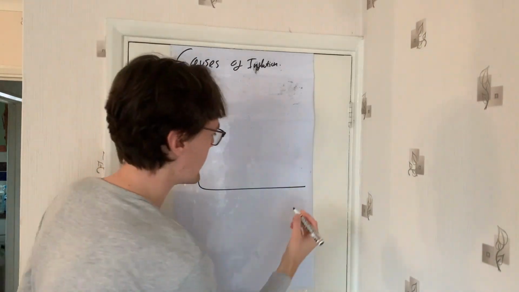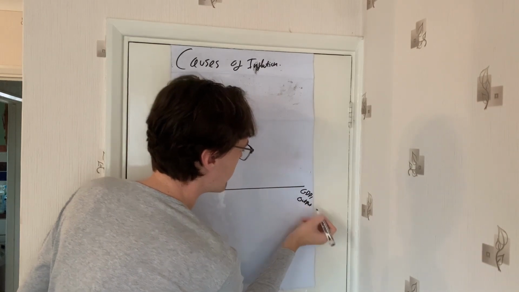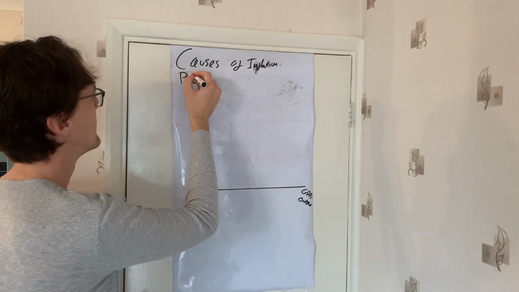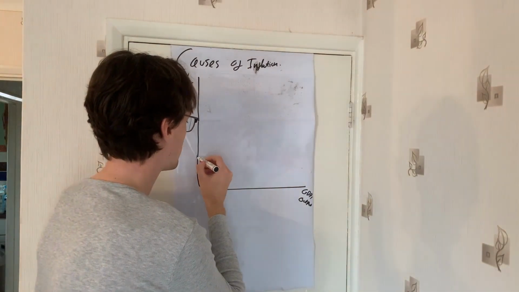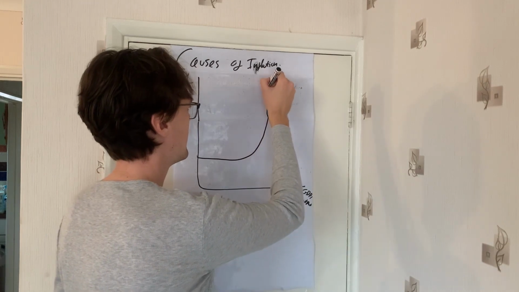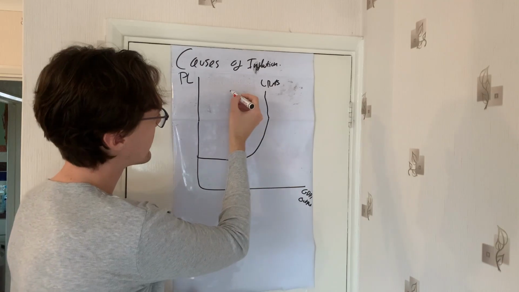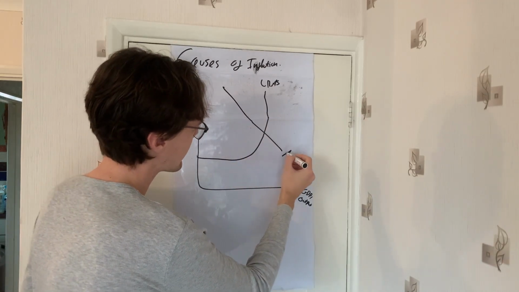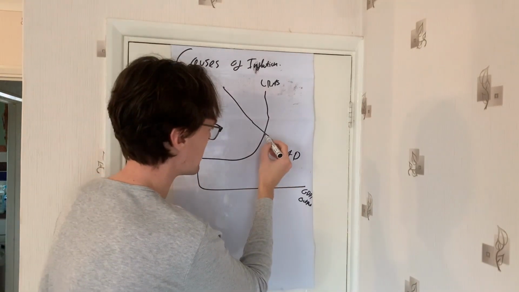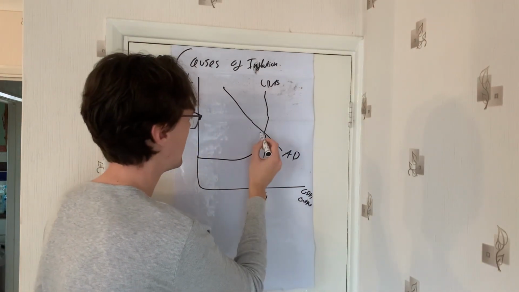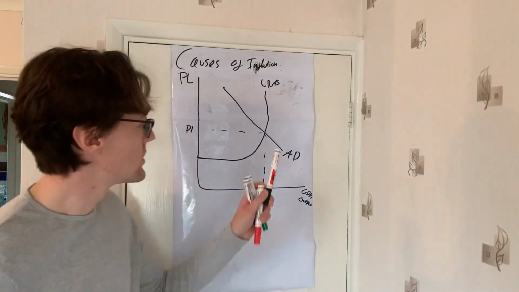So what we're going to see on this diagram is GDP slash output. Here we're going to have price levels. We're then going to have a Keynesian diagram here, so a Keynesian LRAS curve. And then we're going to have our AD curve. Now, what happened first, let me also just draw the equilibrium on here, Y1, P1.